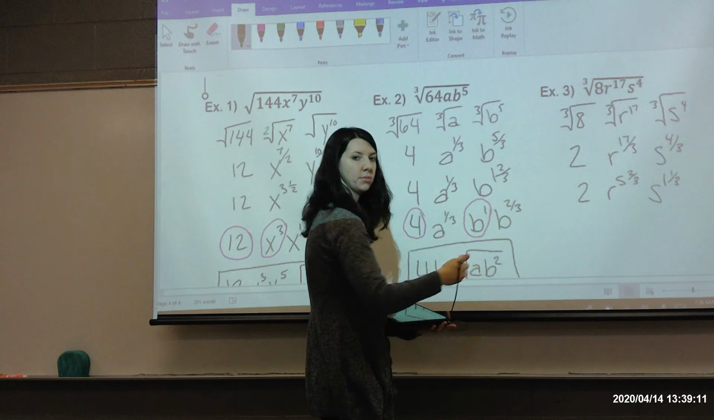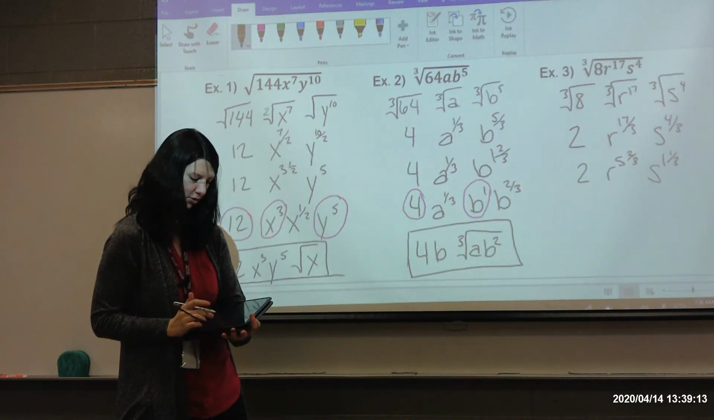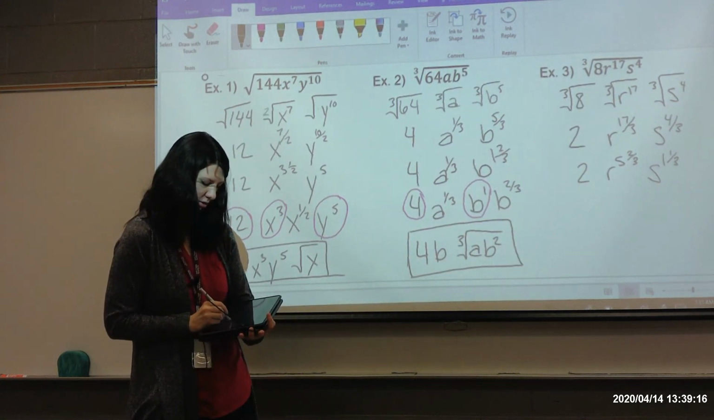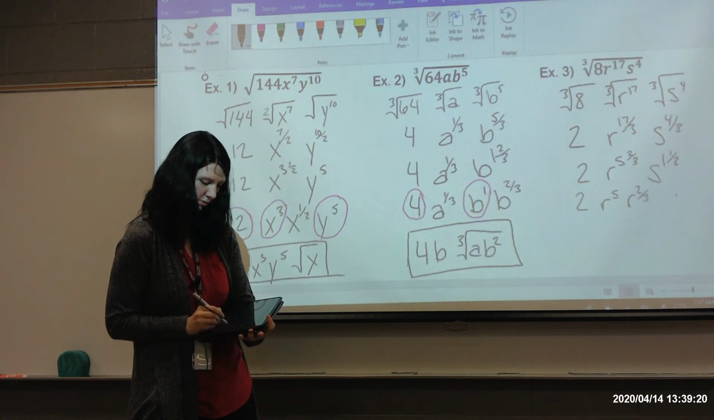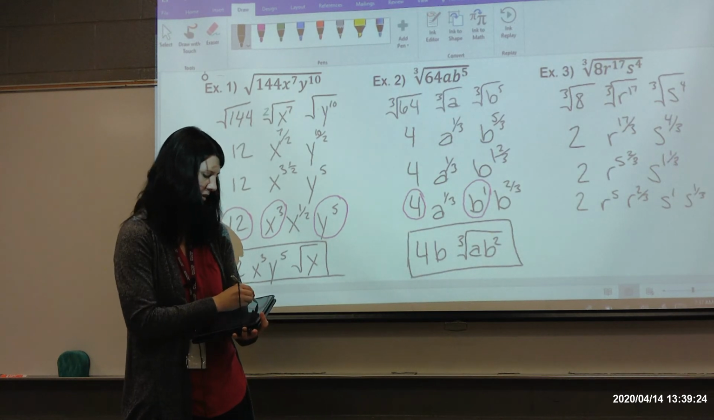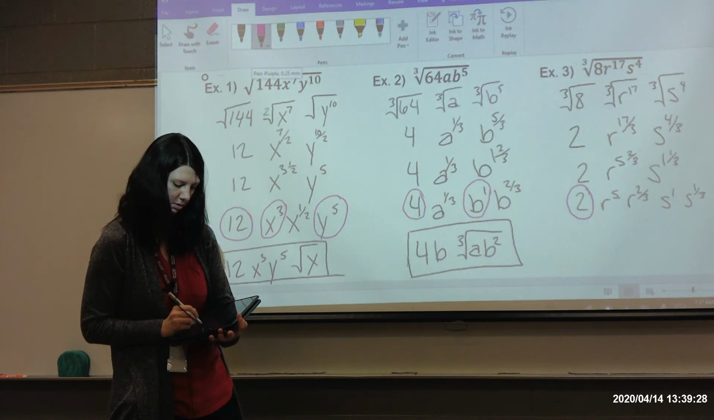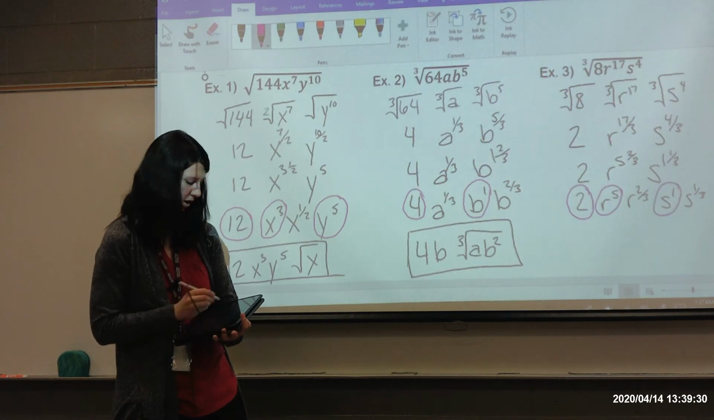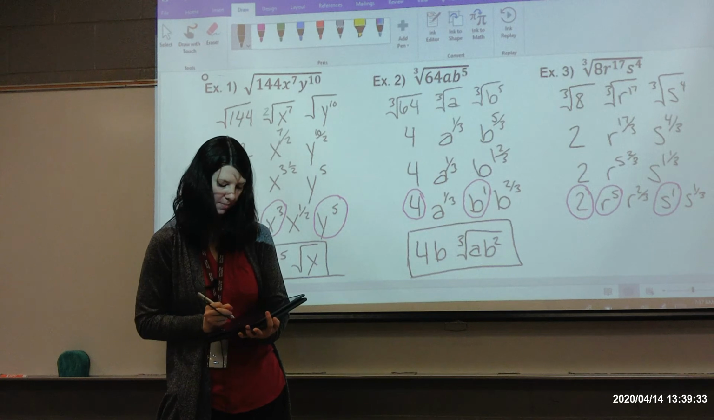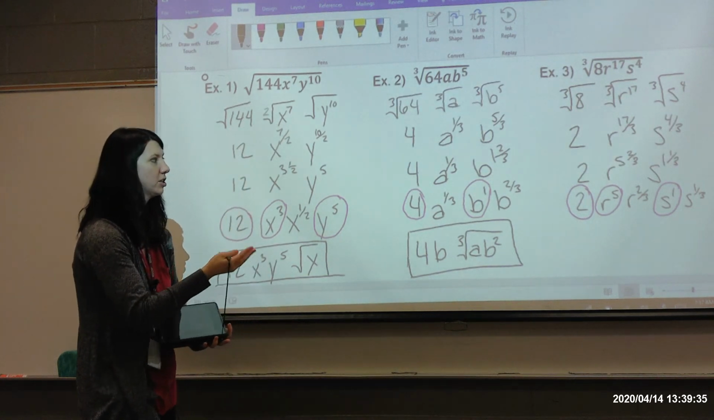Okay? Now, if you feel comfortable, you could skip this step of separating and go straight to what comes first, what comes second. I'm going to go ahead and write it one more time for those of you who'd like to see it again. So 2, r to the 5th, r to the 2/3, s to the 1, s to the 1/3. Find the pieces that don't have a fractional exponent. Those come first. Okay? And then the pieces with the fraction need to go into the radical.